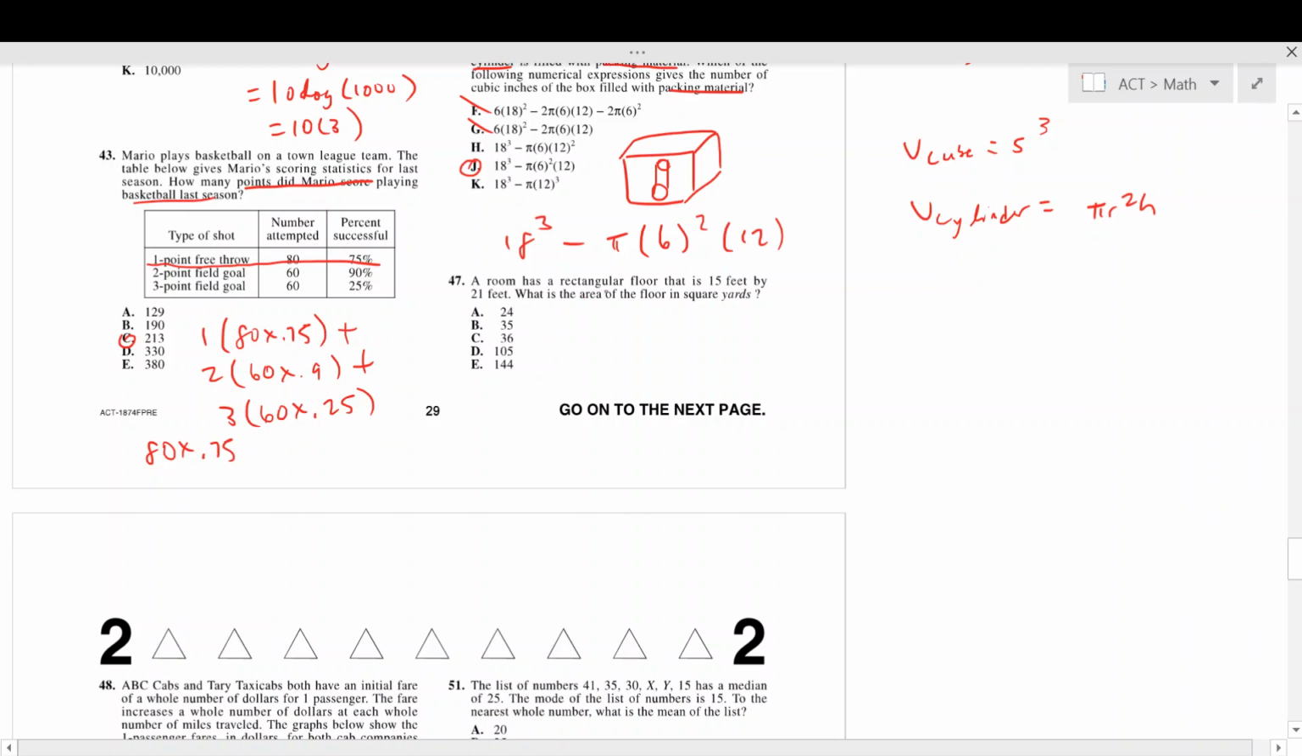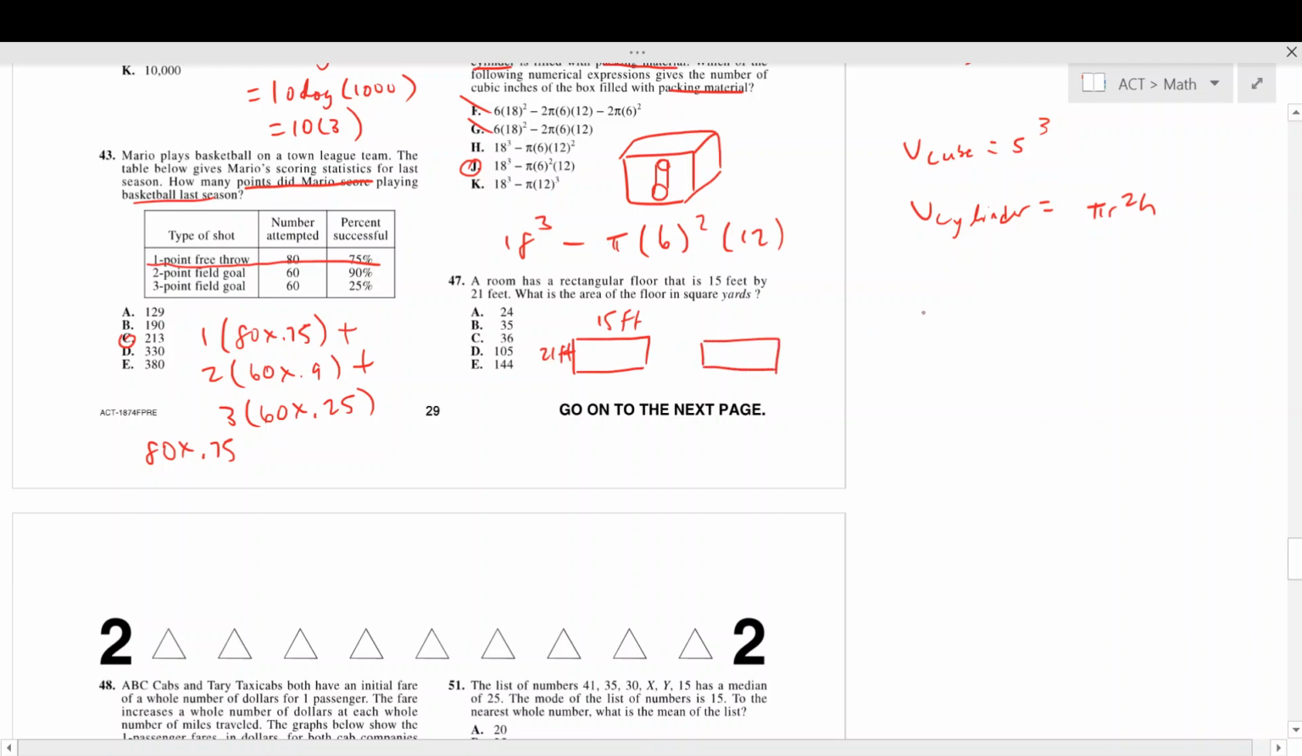A room has a rectangular floor that is 15 feet by 21 feet. What's the area of the floor in square yards? So rectangular floor that is 15 feet by 21 feet, and we want square yards, okay? So if you haven't taken a science class, this could be a little tricky. You might get this one wrong, and you might not know why. I'll show you how that could happen later, but let's just do the question first. So this is probably the fastest way to do the question. So 15 feet and 21 feet.